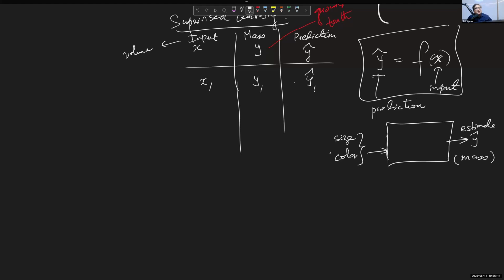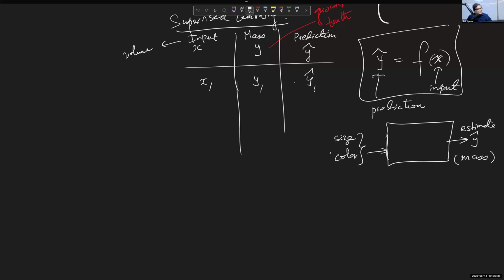Right? And because I have a jar of stones, there are lots of input volumes, colors, and lots of masses, and you have to make an estimate for all of them. Now, let us say that all of your estimates are widely wrong. What can you tell about your mental model? There's a huge scope for improvement.